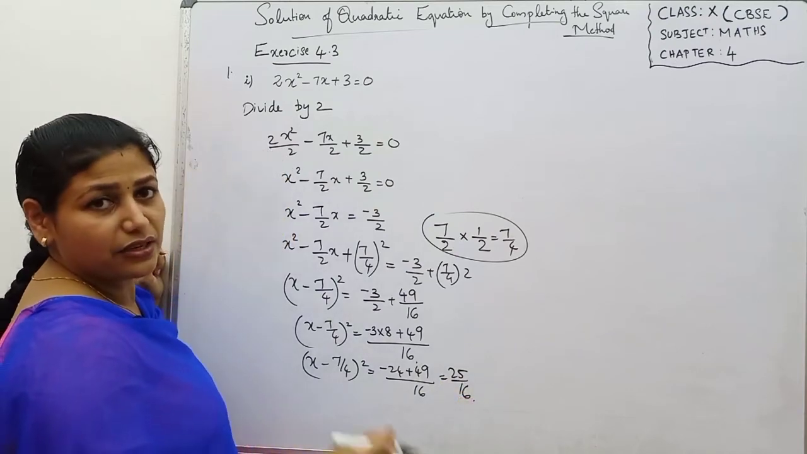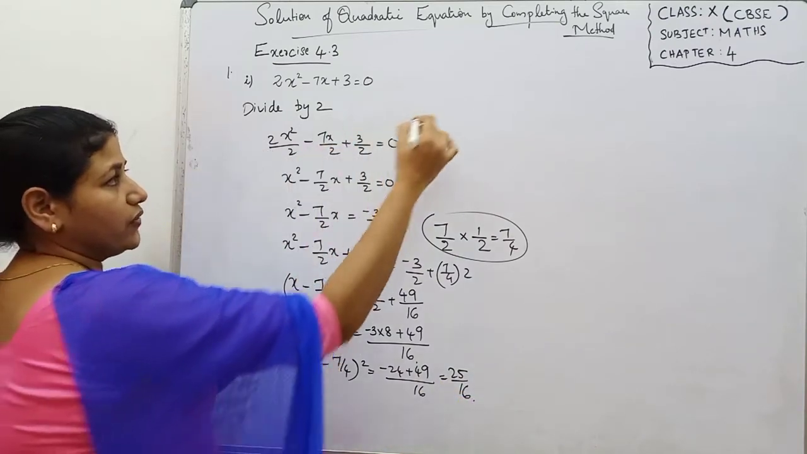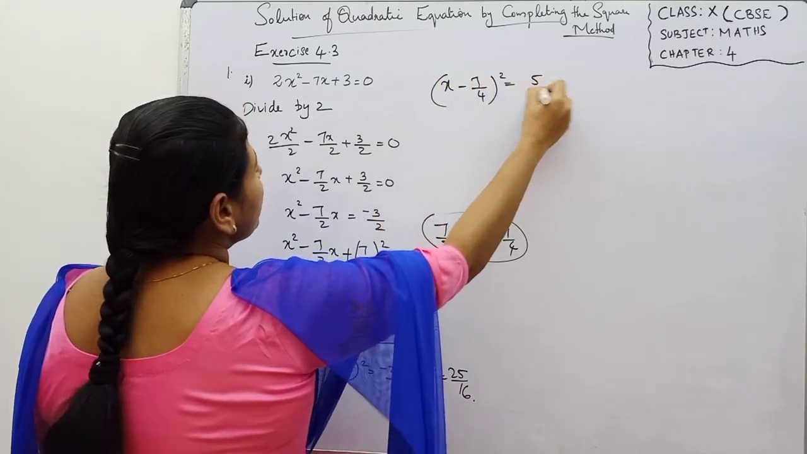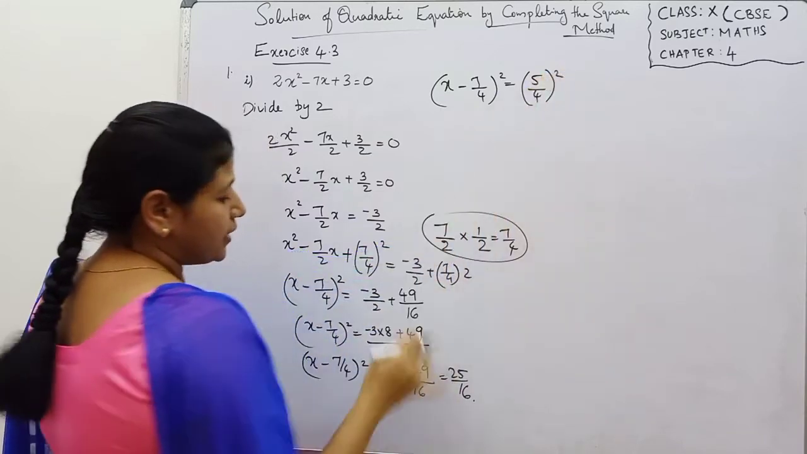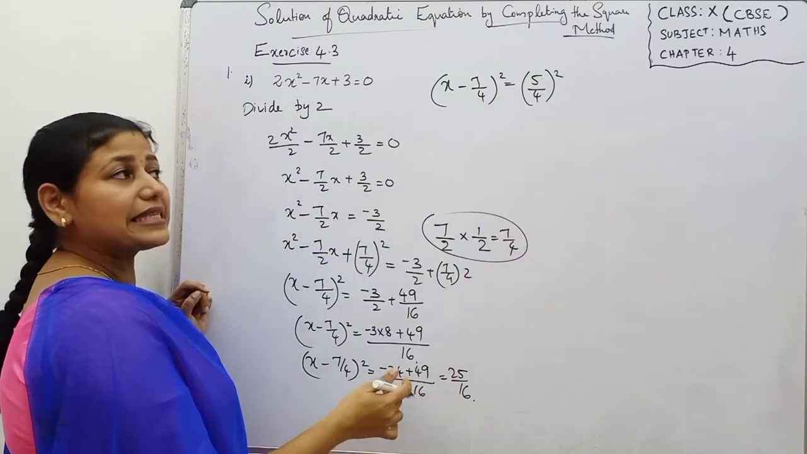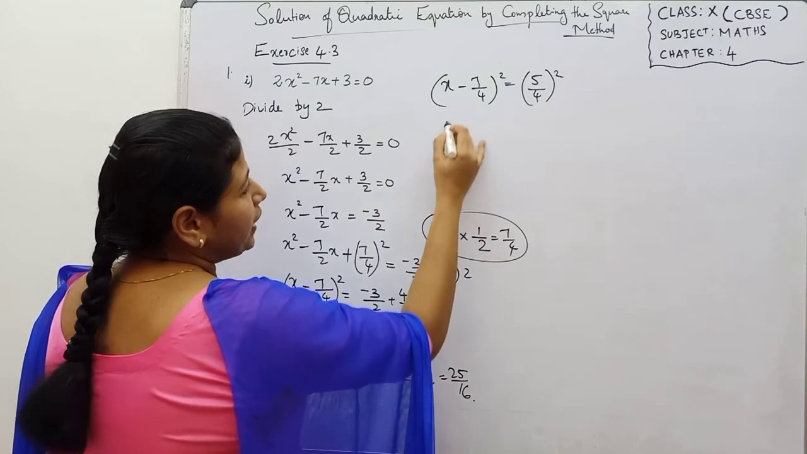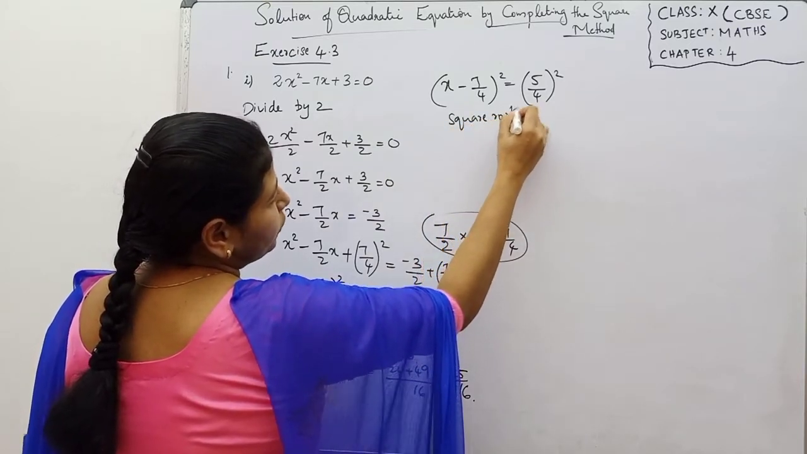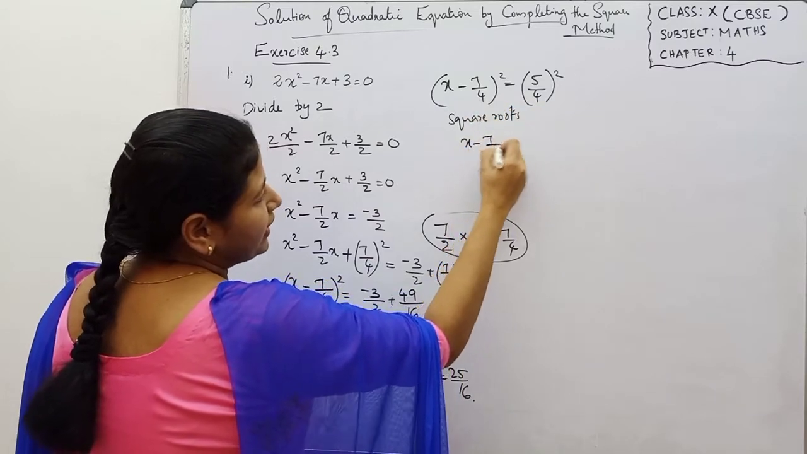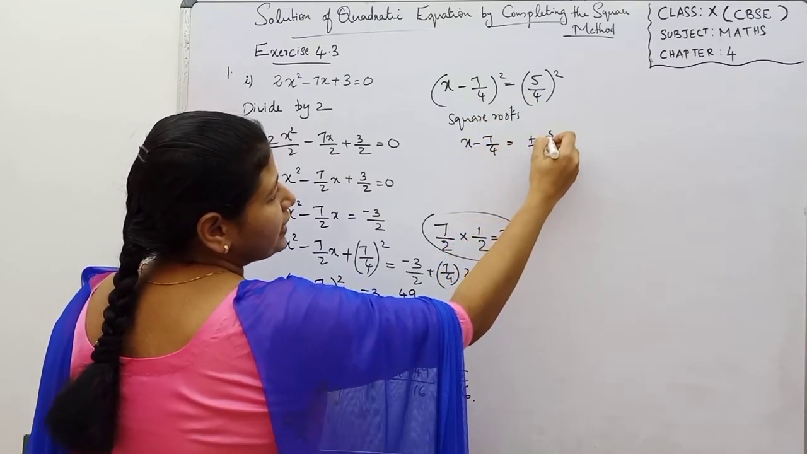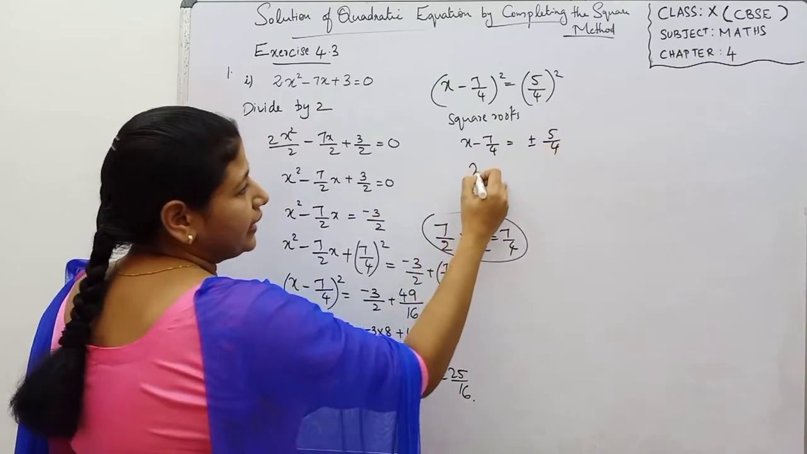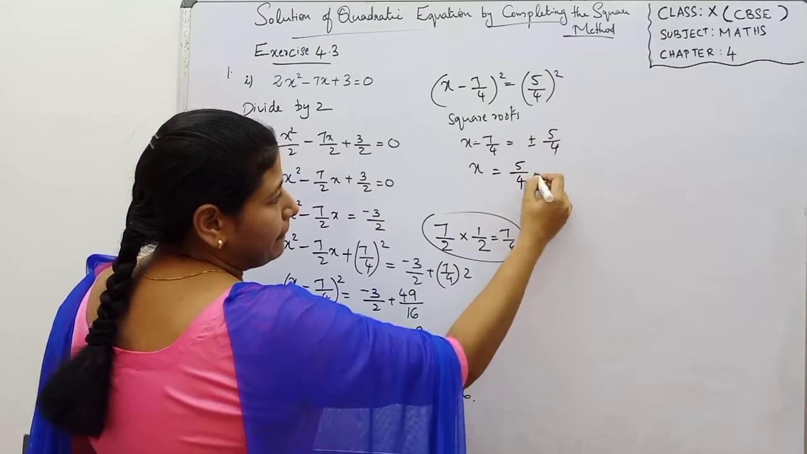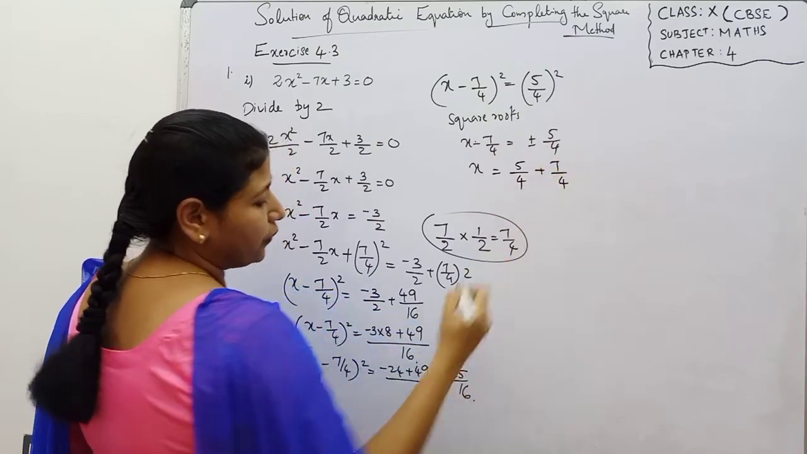25 by 16 is 5 square by 4 square, or we can write x minus 7 by 4 whole square equal to 5 by 4 whole square, since 5 square is 25 and 4 square is 16. Okay. Now we can take the square root on both sides. We have to take square roots on both sides. Then you will get x minus 7 by 4. Here it will be plus or minus 5 by 4. Okay. That is x equal to 5 by 4. This minus 7 by 4 will become plus 7 by 4.